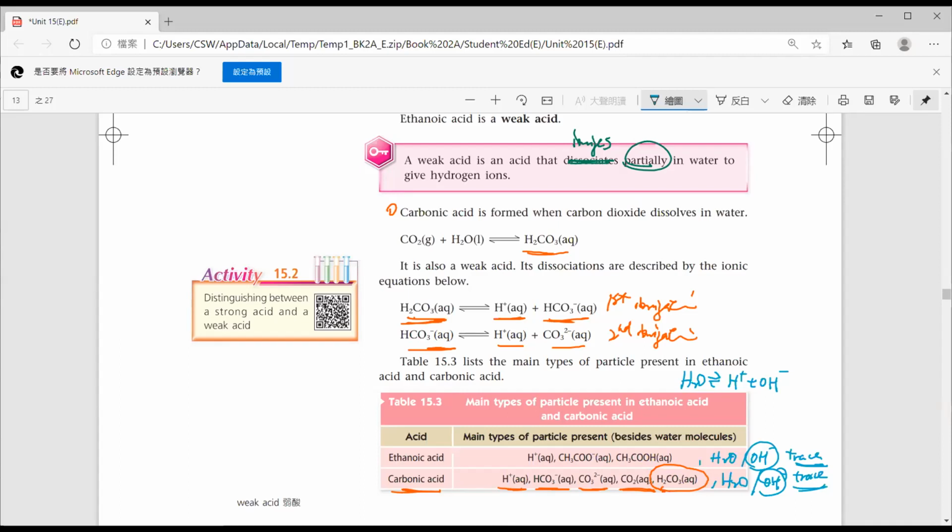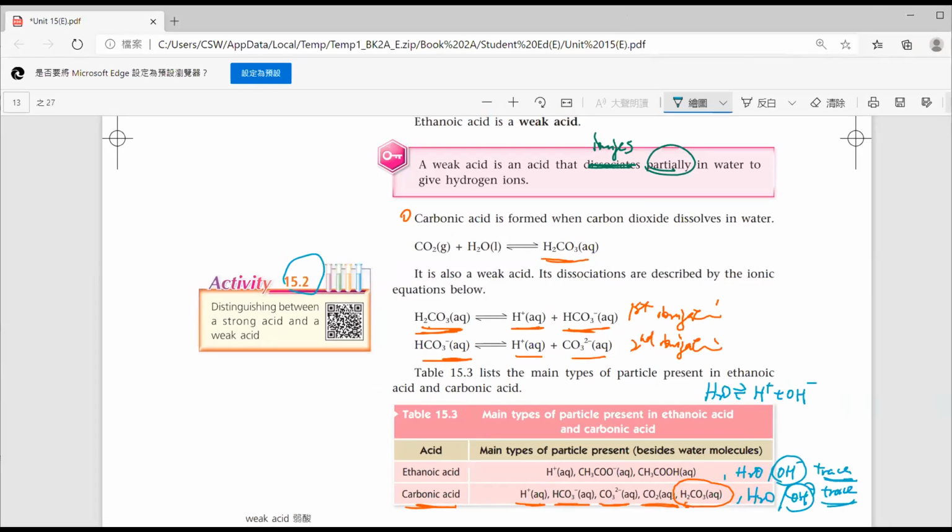If you understand what is happening, we come to Activity 15.2. I need to check your web link for you. Just wait for me.